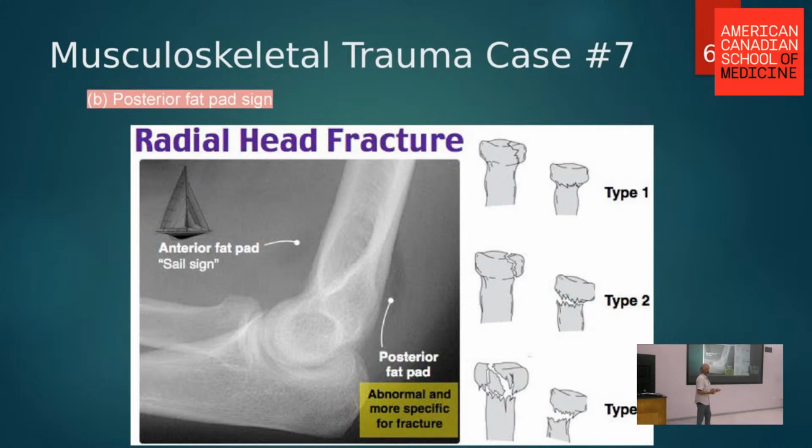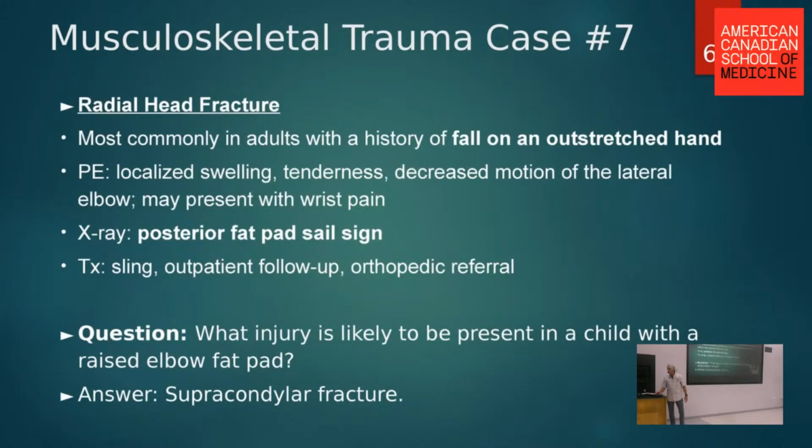Because the most important thing about this, depending on which one obviously, you have type 1, 2, and 3. Most of these, the biggest problem is loss of range of motion. So if it's a 1, maybe a type 2, you want early range of motion exercises so you don't lose any range of motion. Again, fall on an outstretched hand, localized swelling over the radial head, posterior fat pad sign, sling, outpatient follow-up, ortho referral. They generally don't require surgery.